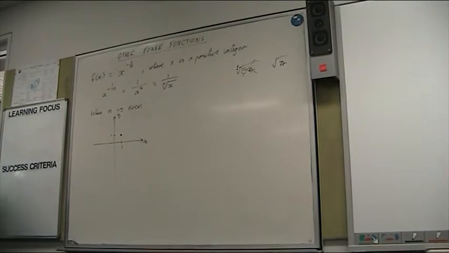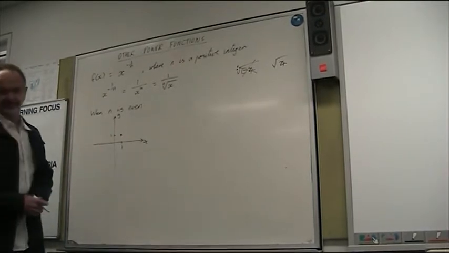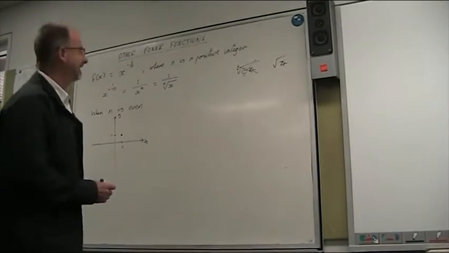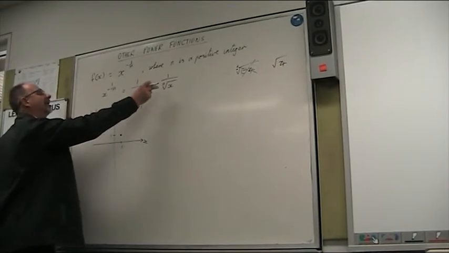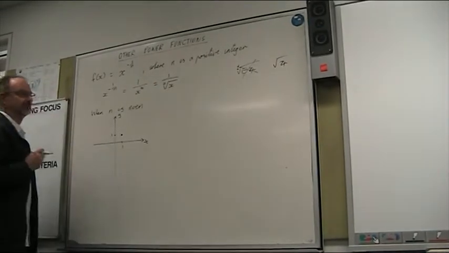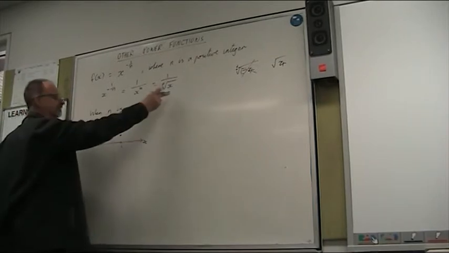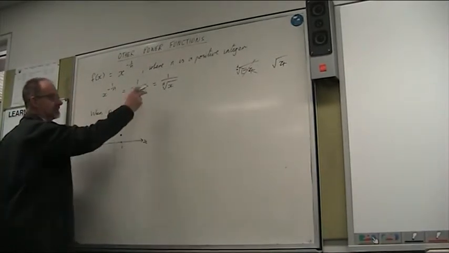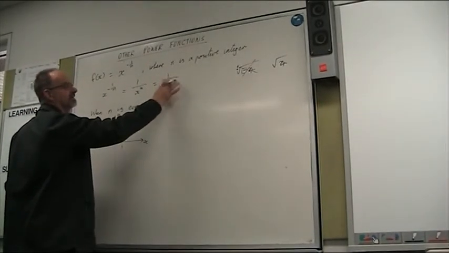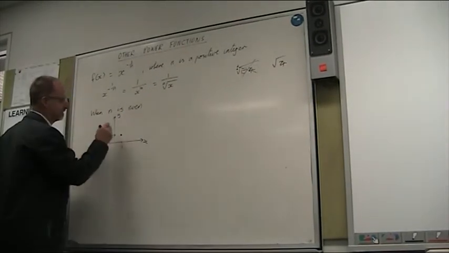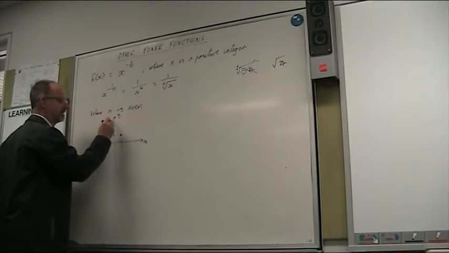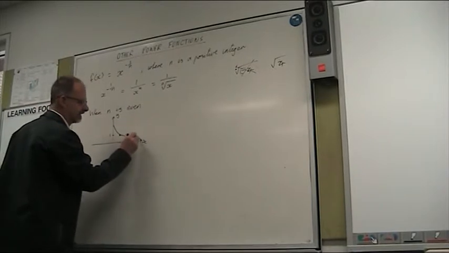So all of these will go through (1, 1). And again, x can't be 0, because if it is, you end up with 1 over 0. So what you end up with is something going like this.